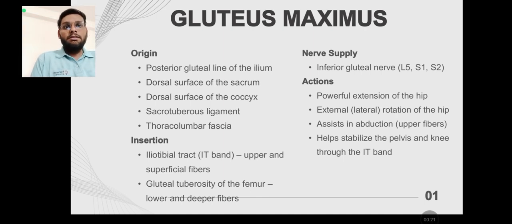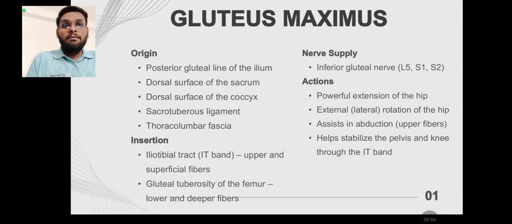The origin of the gluteus maximus is from the posterior gluteal line of the ilium, dorsum surface of the sacrum, sacrotuberous ligament, dorsum surface of the coccyx and the thoracolumbar fascia. The insertion of the gluteus maximus is in the iliotibial tract, IT band, upper and superior fibers, and the gluteal tuberosity of the femur, the lower deeper fibers. The nerve supply of the gluteus maximus muscle is the inferior gluteal nerve.